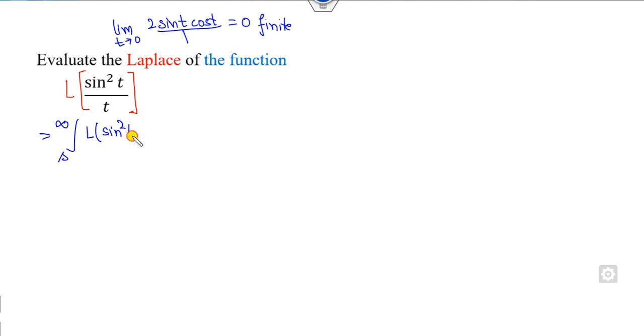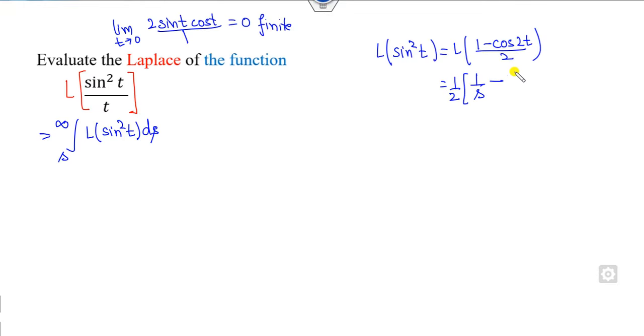So how can you find the Laplace of sine square t? Firstly, I can write sine square t as (1 minus cos 2t) divided by 2. Half is outside. Laplace of 1 is 1 over s. Laplace of cos 2t is s over s square plus 4. So I can substitute these values here. The Laplace of this will be half outside, then 1 over s minus s over s square plus 4.